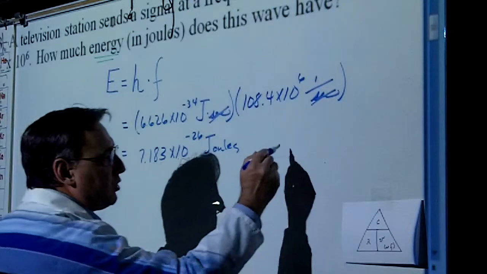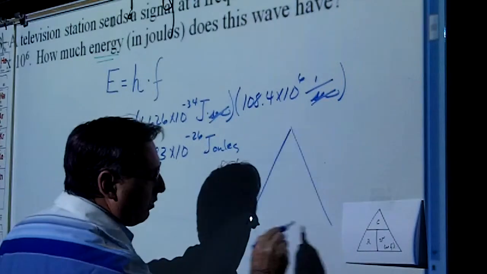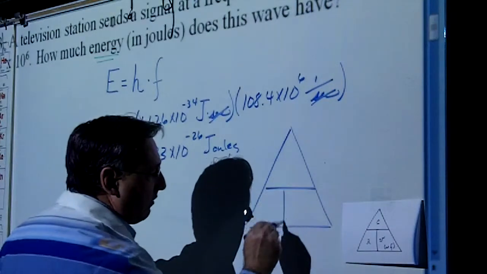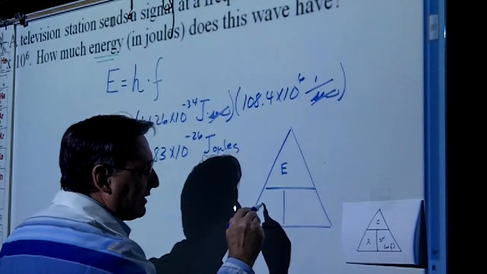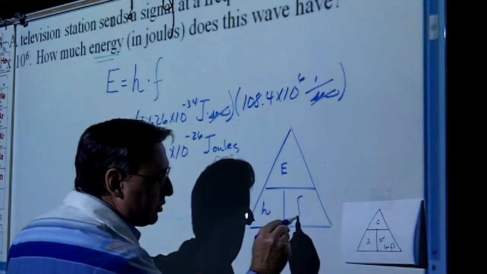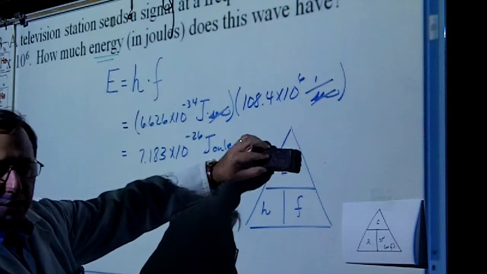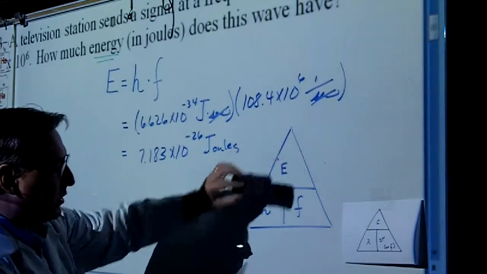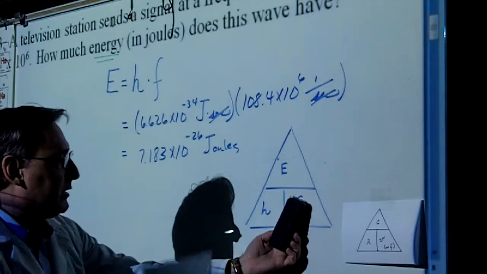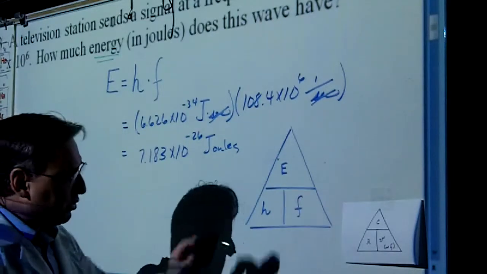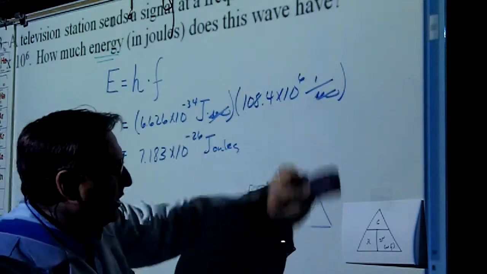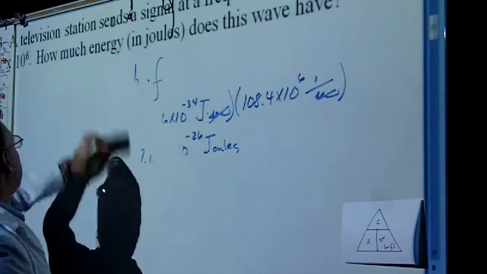Again, if I wanted to, I could have used this triangle just like this. We have energy here, Planck's constant here, and frequency right there. If I want to know energy, I cover up energy. Energy is equal to Planck's constant times frequency. If I want to know frequency, it's energy divided by Planck's constant. Okay, so use that device if you need it. All right, let's go on to the next one. Number 4.